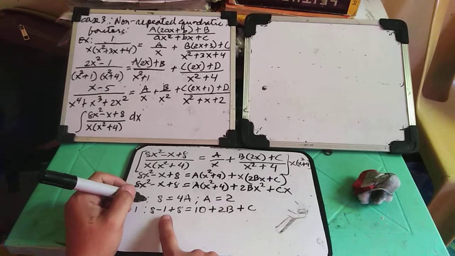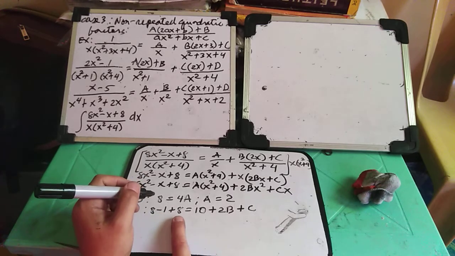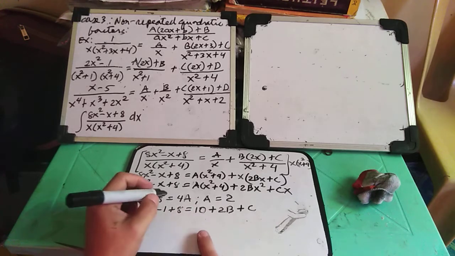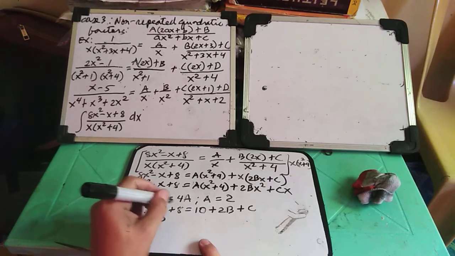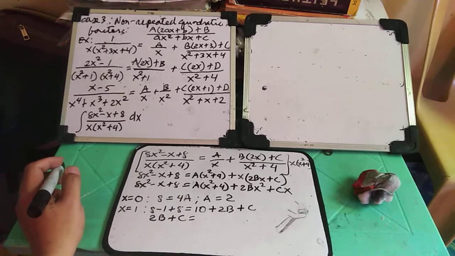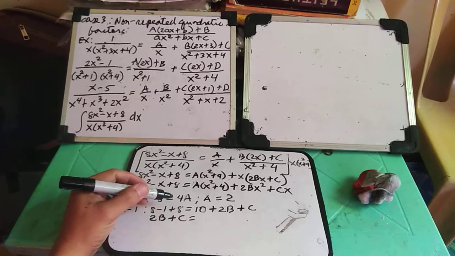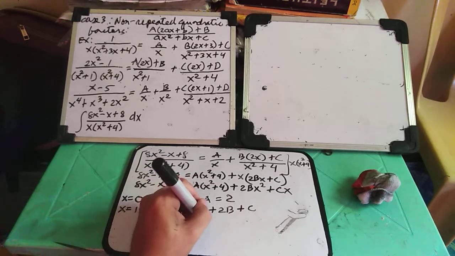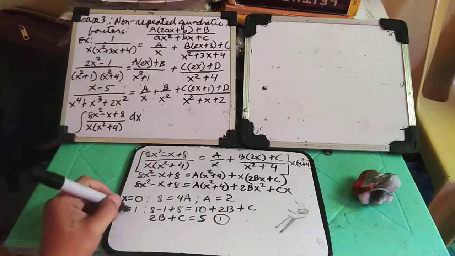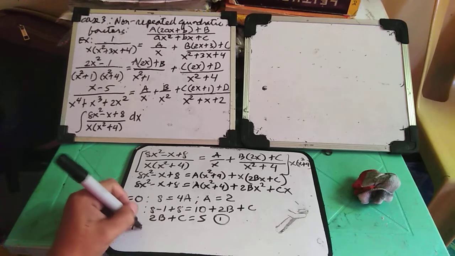So we have 8 minus 1 is 7 plus 8, 15, then minus 10. So we have 2b plus c equals 5. So that is equation 1. Then for x equals, let's say, negative 1.